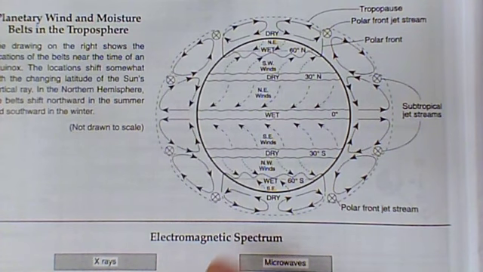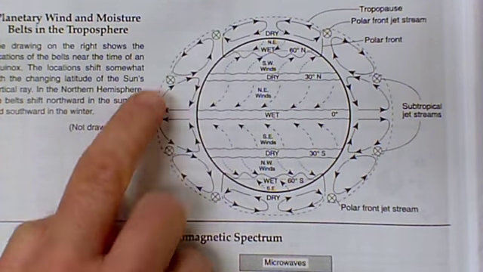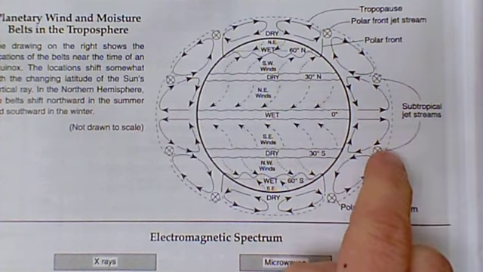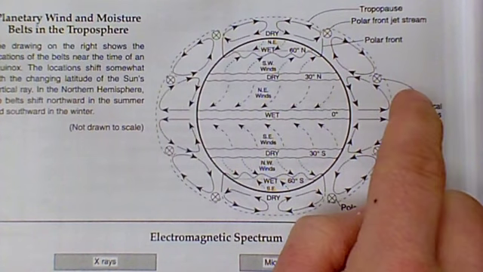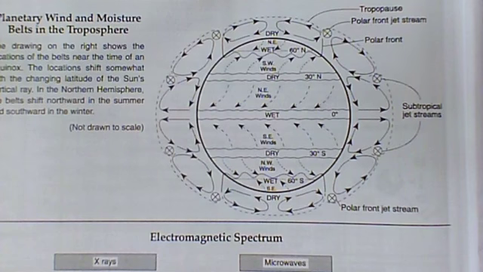We also see that between these convection currents, we had talked about jet streams previously. That's where the jet streams are located, between these convection currents, between the westerlies and the polar easterlies and the westerlies and the trade winds. You can see the jet streams.